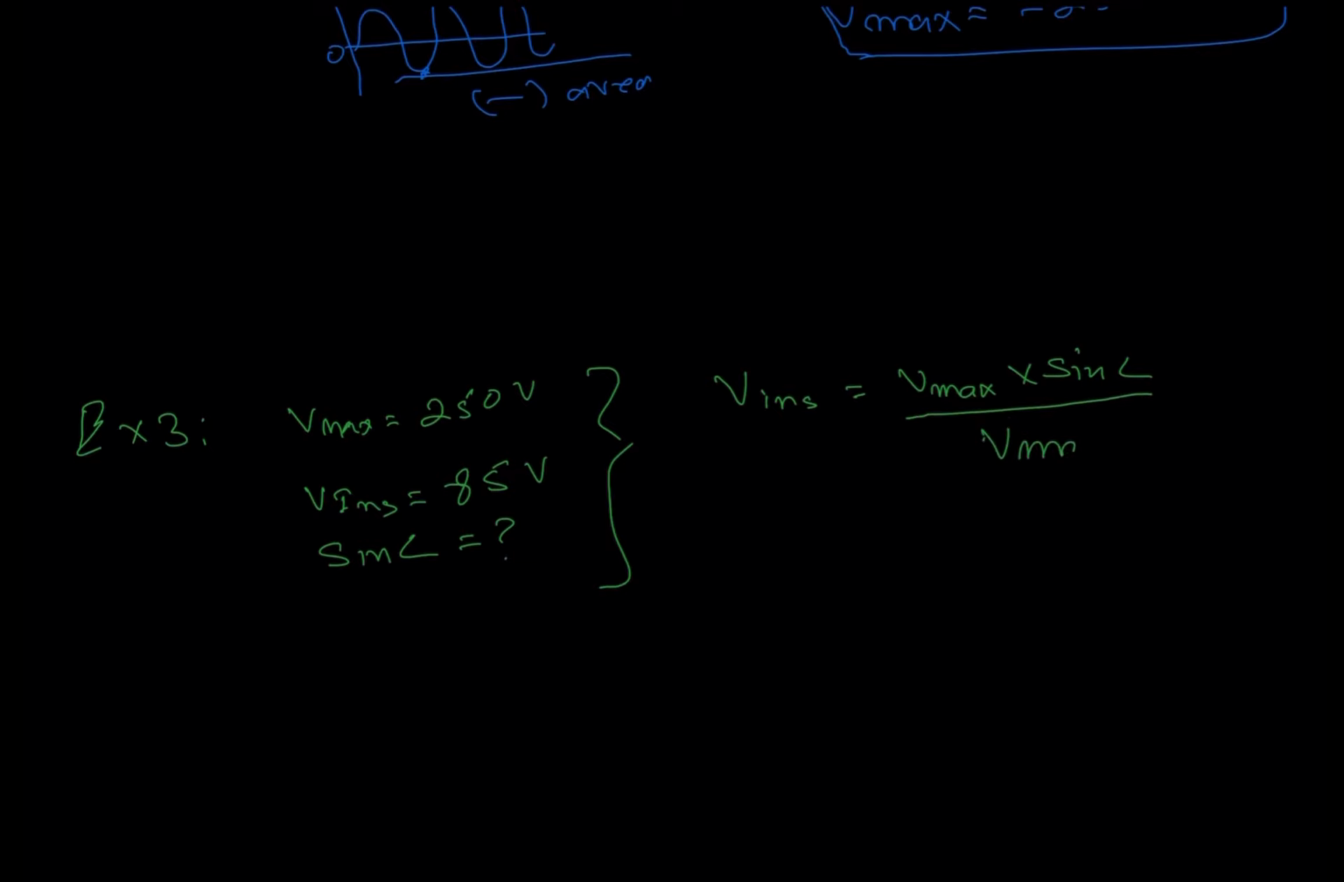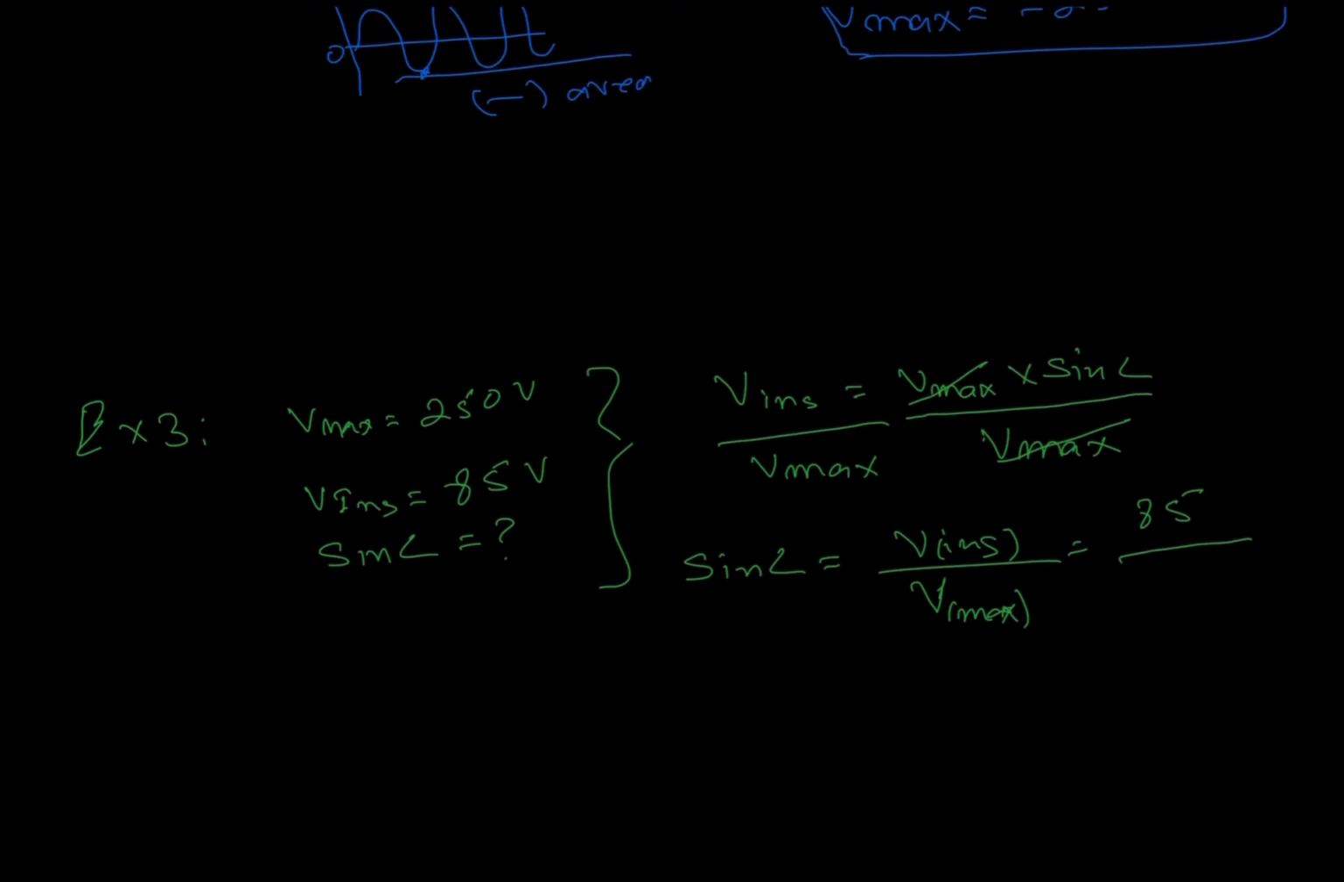So we'll divide both sides by the maximum voltage. So this will cancel out. Sine of the rotation angle is equal to V instantaneous, voltage instantaneous, over V sub max, or maximum voltage. So the instantaneous voltage is 85 volts, and the maximum voltage is 250 volts. Both will cancel out. Sine of rotation will be 85 divided by 250.